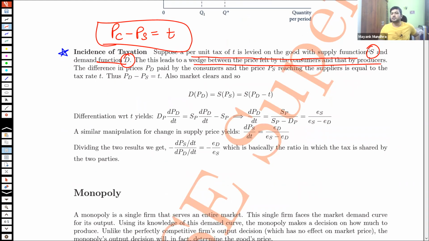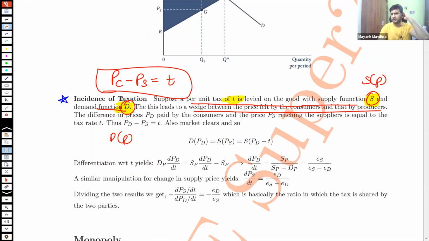So we start off with some per unit tax T, which is being levied on some good with supply function S. So S is the supply function, and D is the demand function. These are both functions of prices. S of P is how much the suppliers are willing to supply if the market price is P, and D of P is how much demand there is in the market if the price is P. So they are both functions of prices.